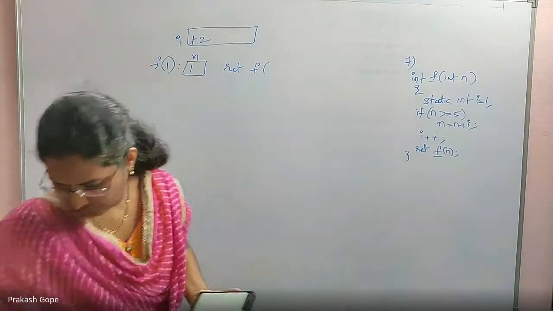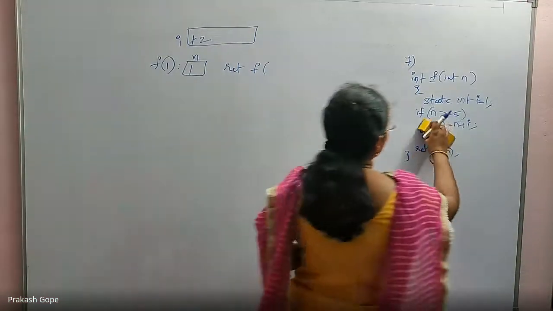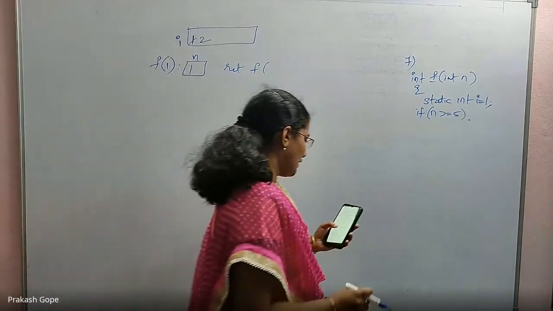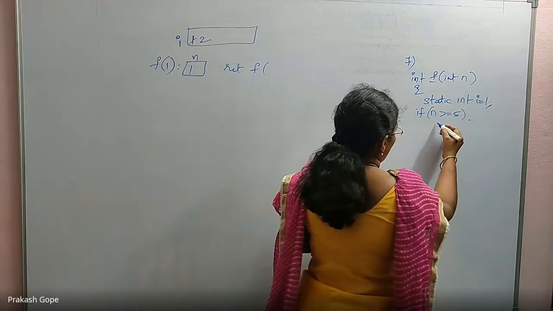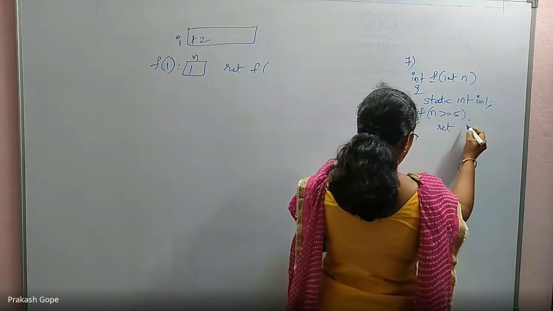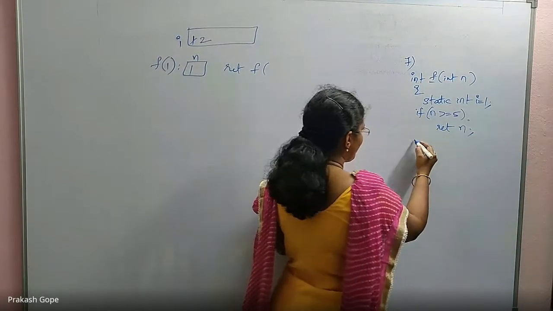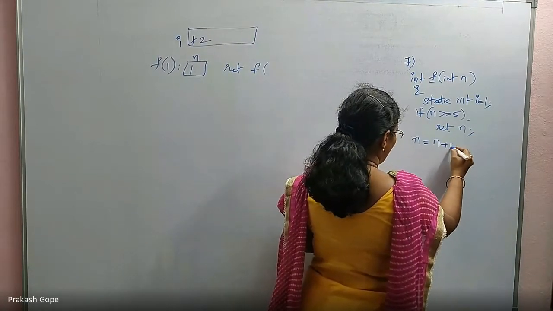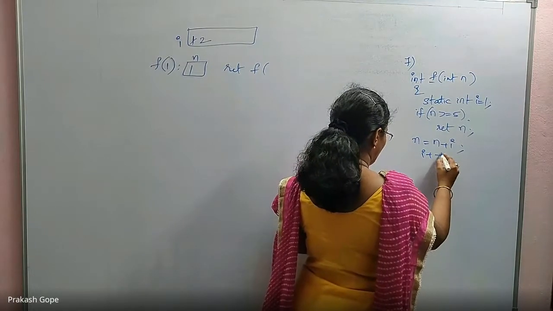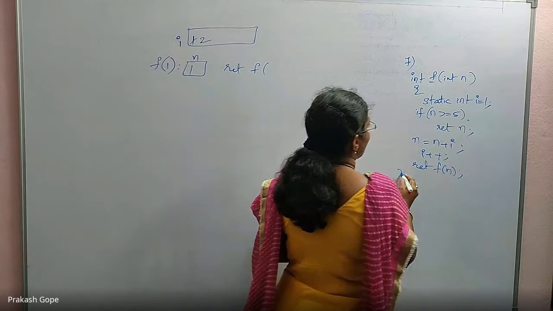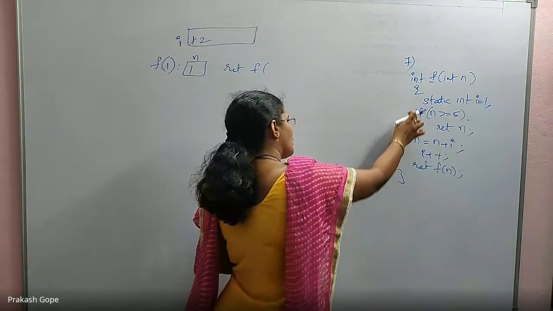I think I put the code wrong. Let me correct the function. It is like this. If n is greater than or equal to 5, then return n. Only this line is associated with the if. n equal to n plus i plus plus. These two are anyway executed and then finally returning f of n. We missed this line. This is not associated with the if.